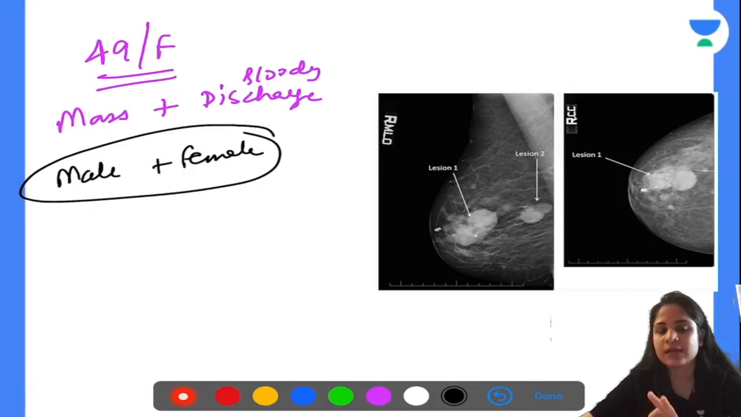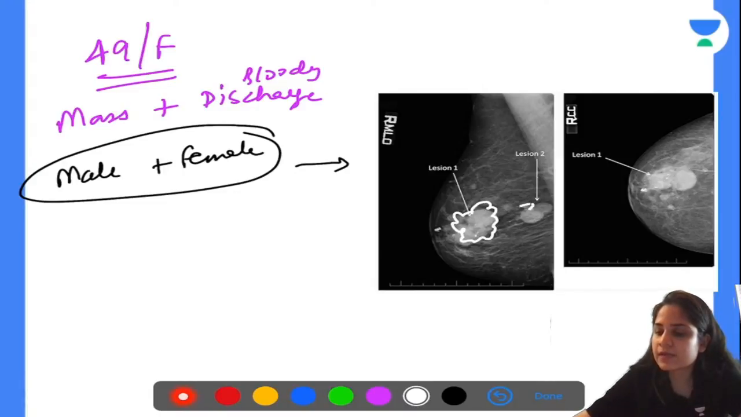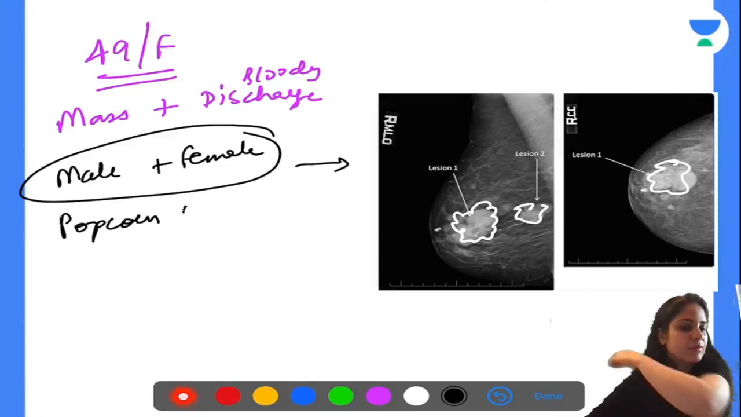So identify the disease that you can see over here. Okay, very good. So this mammogram, what can you see over here? You can see popcorn calcification, correct? This looks like a popcorn. These lesions, right. So you can see popcorn calcification. So what are we talking about over here? Which type of CA breast? We are talking about fibroadenoma.